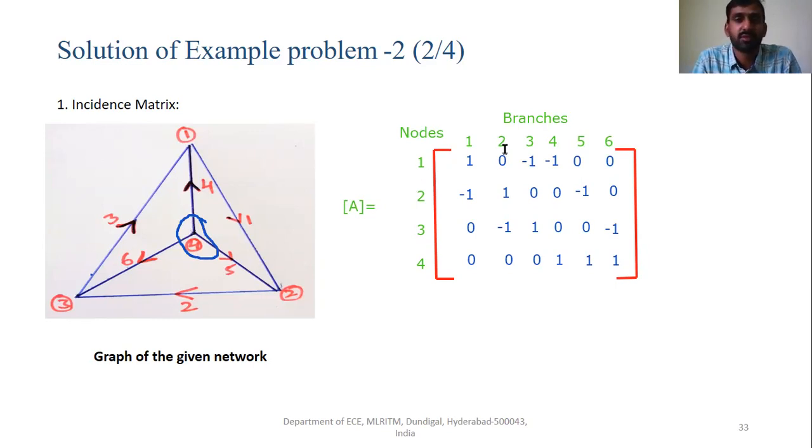The first major property of the incidence matrix is that we can cross check simply by looking into the rows and columns. You can see here these are the rows and these are the columns. If you look into the columns, the sum with respect to the columns is going to be equal to 0. Similarly, you can check any column. You can check this one also.